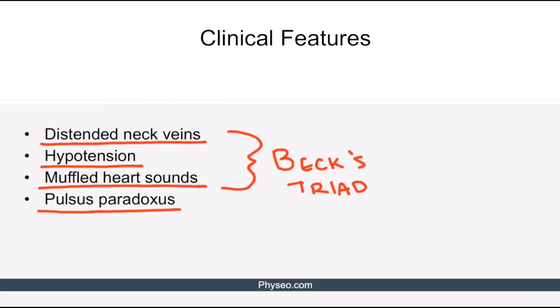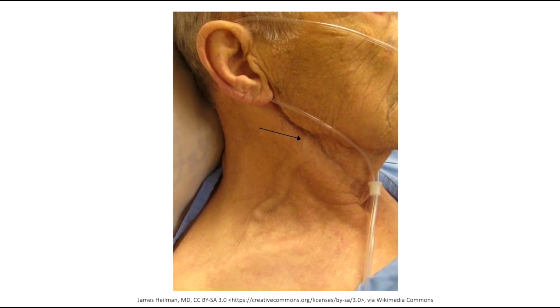The last clinical feature, pulsus paradoxus, refers to a significant drop in the patient's blood pressure upon inspiration. So they take a deep breath in, and their blood pressure drops abnormally low. And just like with the other findings, those three that make up Beck's triad, pulsus paradoxus occurs because of the high amount of pericardial fluid exerting that compressive force on the heart.